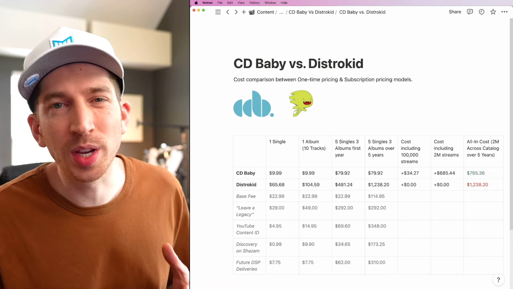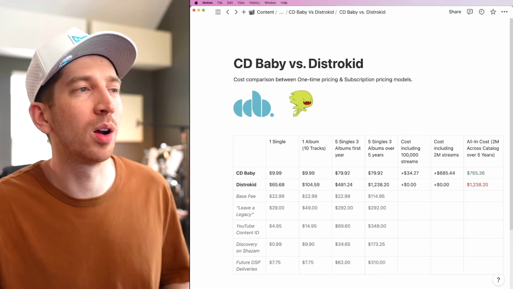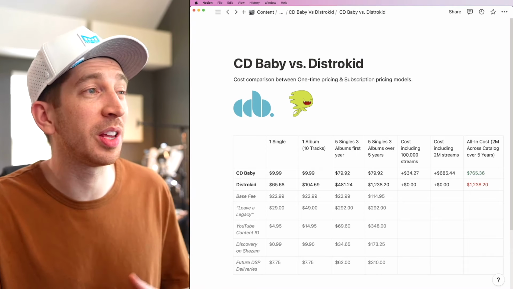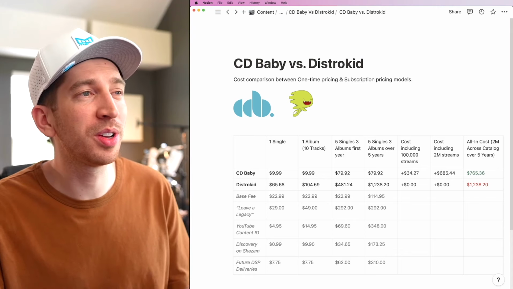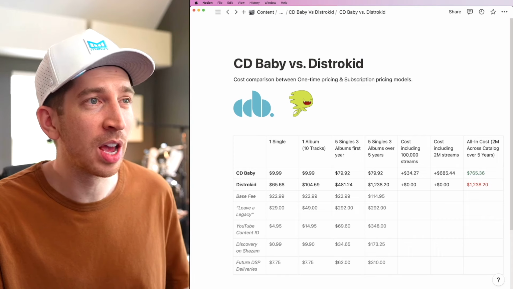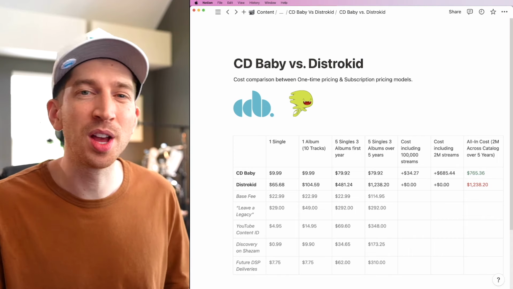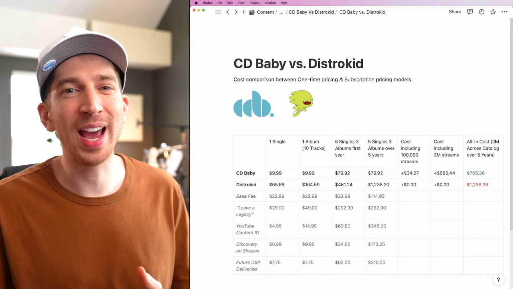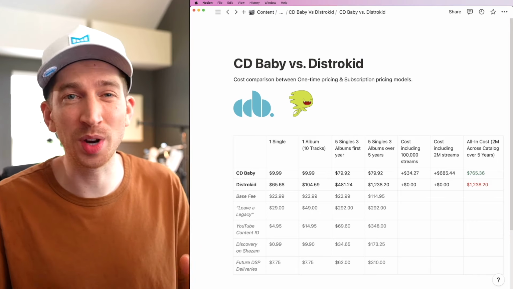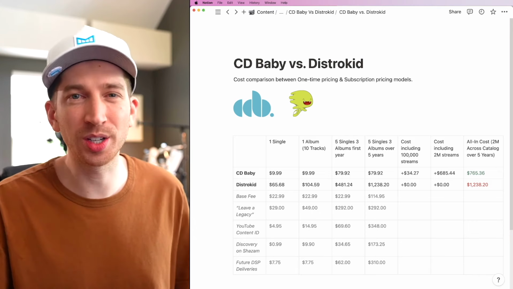Because even if you don't get a single stream on your songs, you're still going to be paying roughly 4 times less than Distrokid. And even if you get 2 million streams across your whole catalog, you're still paying around half of what Distrokid would charge you up front. That's why I love CD Baby, and that's why I suggest it whenever someone asks me which distributor they should choose for their music.